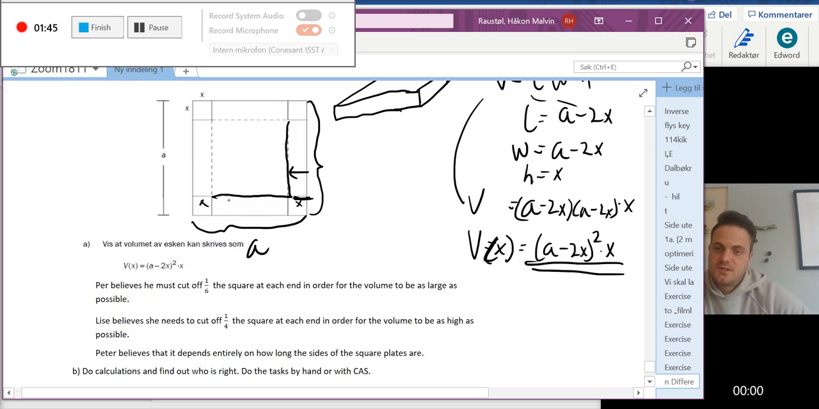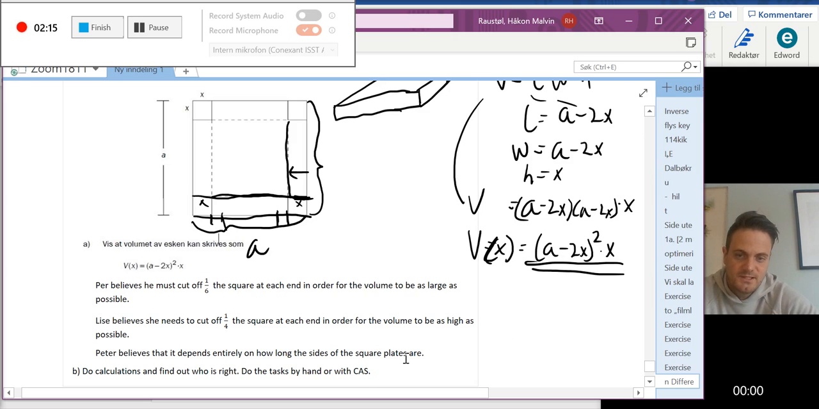And then the question is, how much do we need to cut out? If you have the side A, should we cut out 1/6 on each side? That was what Per believes. Should we cut out 1/4 on each side and then make a box, or will this depend on what A is? Do calculations and find out who is right.